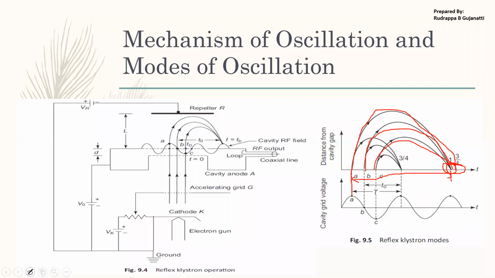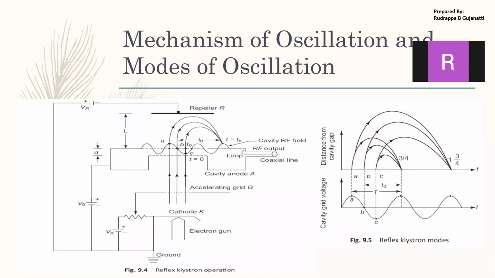Now here, based on where these electrons are getting bunched. Here we are showing that it is getting bunched at the positive peak. Now there is a chance that these electrons can bunch at this point, these electrons at this point, these electrons at this point. It can bunch at any point. So based on where the bunching is happening, the output power is decided.